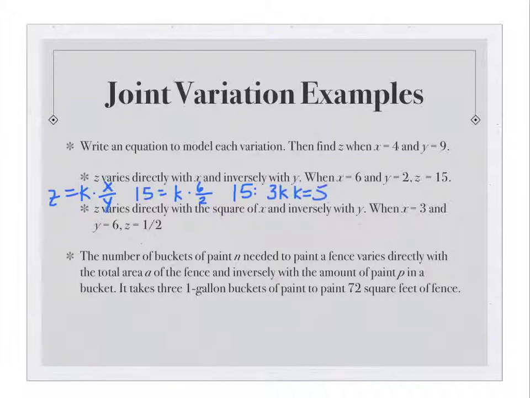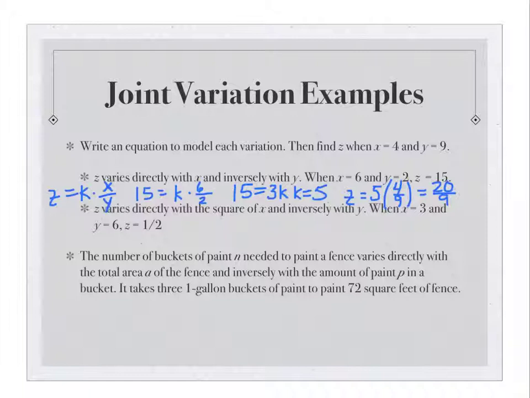So now I can plug that back into the equation, and I have z equals, and I have k, so 5, times the x they give us over the y, which is up here in the directions. Find z when x equals 4 and y equals 9. When we multiply that, we get 20/9ths. So it's an interesting little fraction, but that does take care of that problem.